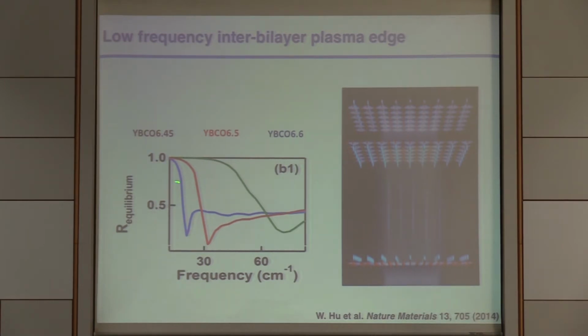And so at equilibrium, if you measure the reflection below TC, you can find three edges for three dopings. If you increase the number of holes into the layers, you can find that edges are found at higher and higher frequencies, which is because the superfluid becomes denser and denser, and hence the inductive coupling becomes stronger.